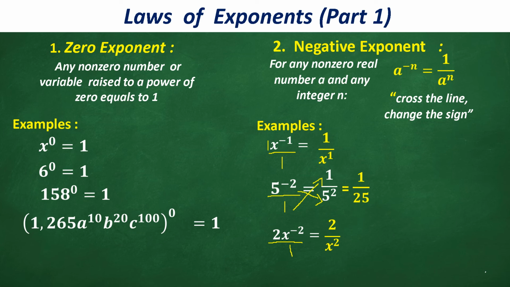So, therefore, we can have now si 2, nasa numerator pa din siya. Pero itong si x to the negative 2, at dahil negative ang kanyang exponent, siya lamang ang dadalhin natin dito sa denominator. Changing the sign from negative exponent into a positive exponent. That's why, for our final answer, we have 2 over x raised to the second power. So, always remember na any non-zero real number or any variable, then ang kanyang exponent ay negative, we're just going to cross the line, then change the sign.